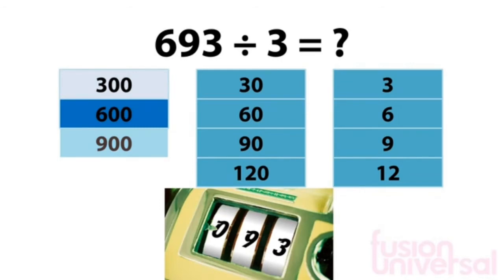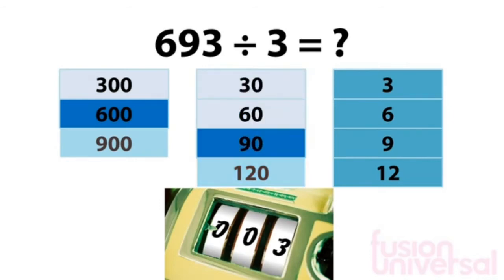We take this away from our target. Now we repeat this process with the multiples of 30. Our target number has been reduced to 93. So the largest number we can get to is 90. We subtract this from our target number. Finally, we look at multiples of 3. The largest multiple of 3 we can reach without exceeding our target number is 3. Now our target is reduced to 0.